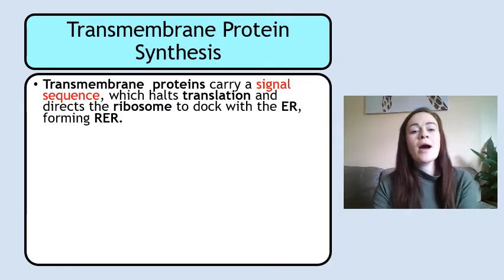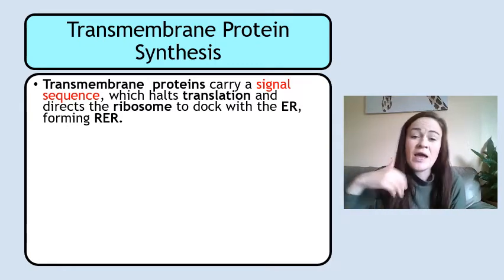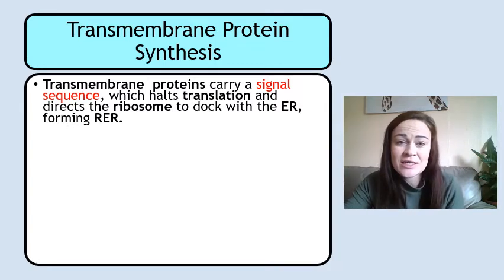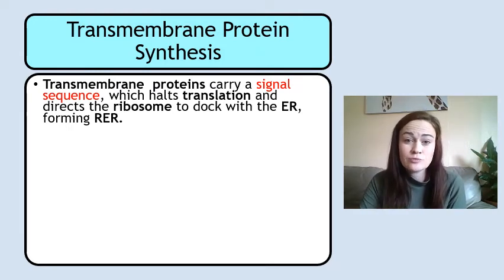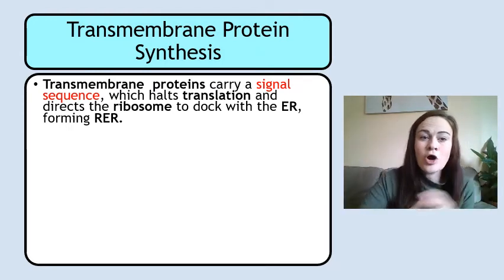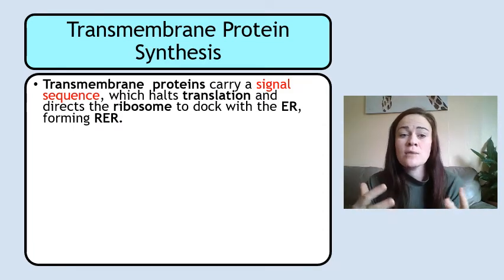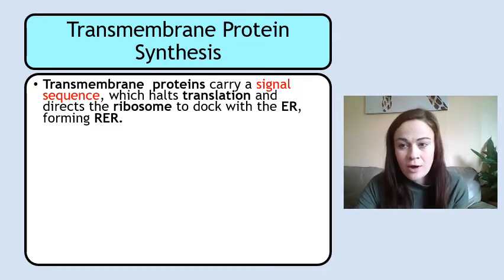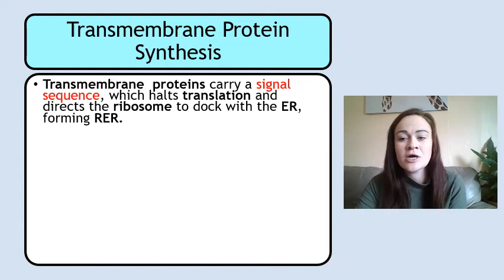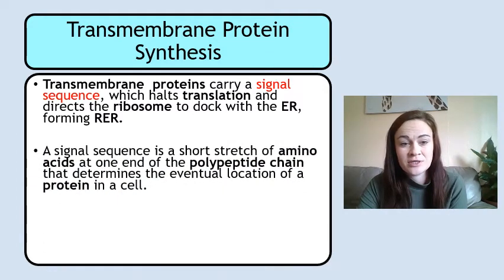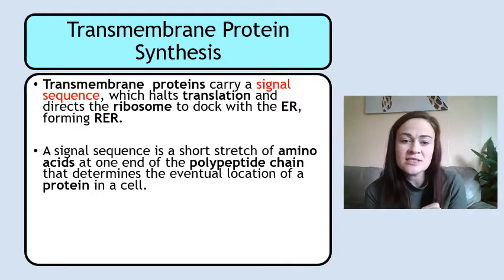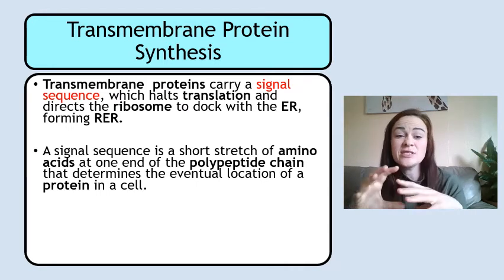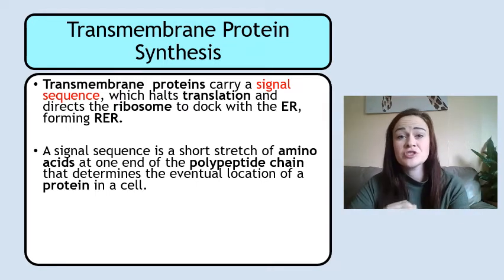So what happens is these transmembrane proteins, as they are being translated, carry a signal sequence that halts translation and directs the ribosome to dock, basically latch on to the ER, making that ER become a rough endoplasmic reticulum. It now becomes RER. As soon as that ribosome attaches onto the ER, it is now rough endoplasmic reticulum. Now, this signal sequence is just a short strand of amino acids at one end of the polypeptide chain, and this is what determines the actual location of the protein in the cell.